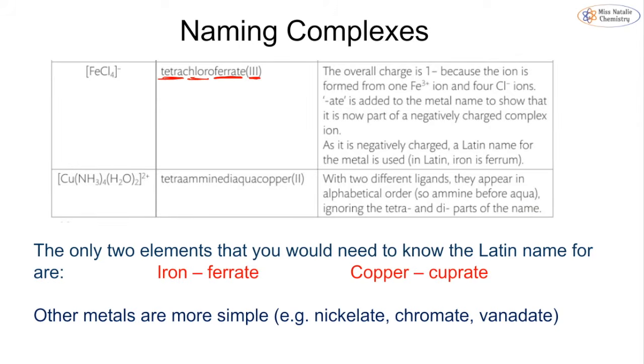Now, notice that the name is not iron, this time it's ferrate, and that is because it is negatively charged, so we have to use the Latin name. Now, there are only 2 elements that you may need to identify the Latin name for, and that is iron, which is ferrate, and copper, which is cuprate. A lot of the other metals are much more simple, such as nickelate, chromate, and vanadate.